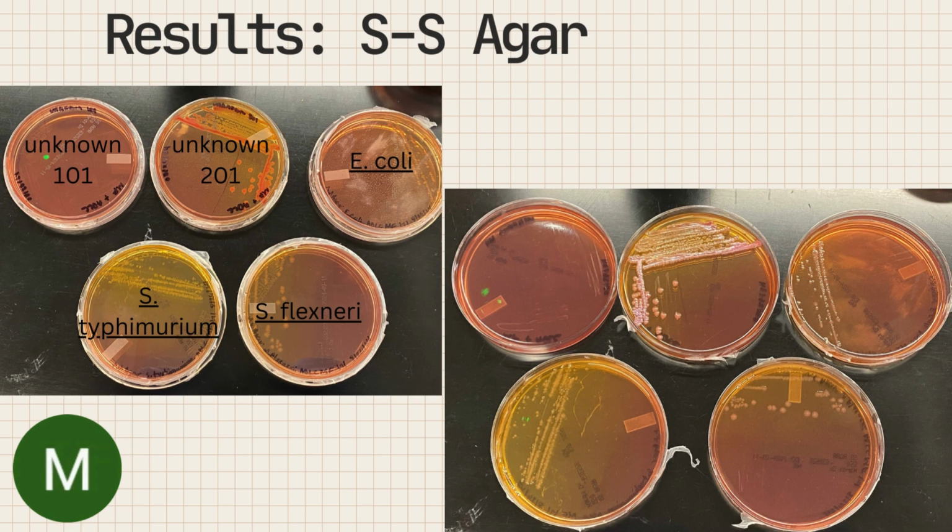Salmonella and Shigella plates contain bile salts that inhibit the growth of gram-positive bacteria. Therefore, this type of plate is useful to grow gram-negative bacteria. And here we can see how unknown 201, E. coli, S. typhimurium, and S. flexneri have growth.